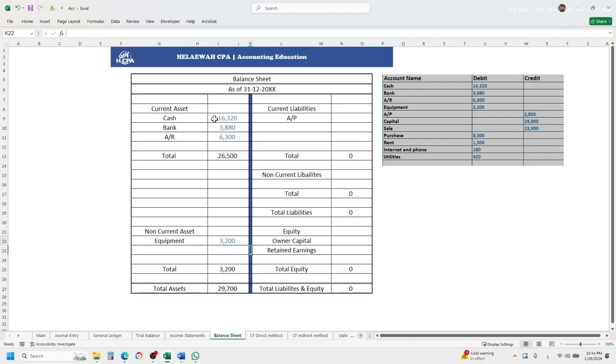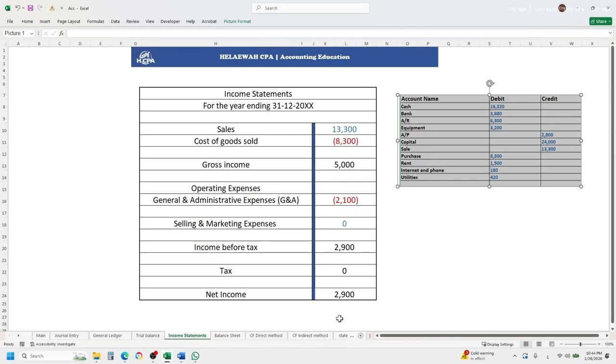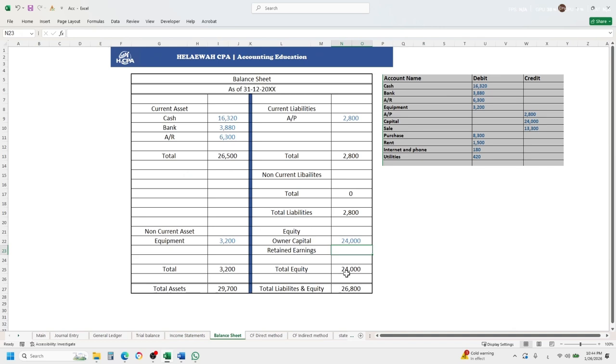3,200. And for the current liabilities, we have only accounts payable, 208,000. We don't have non-current liabilities in our question. We're gonna jump to owner's capital, 24,000. And then, as we said, we're gonna bring retained earnings from the income statement, 2,900.